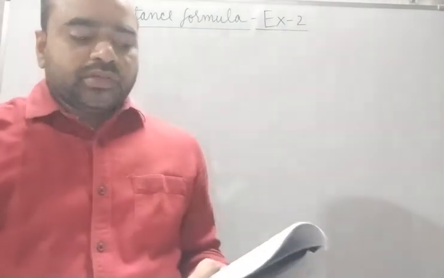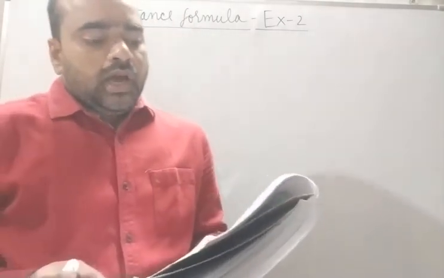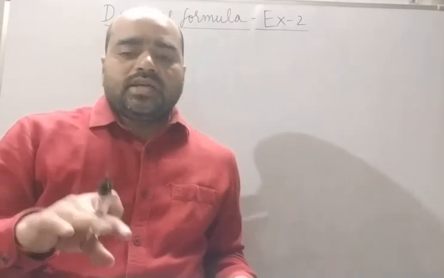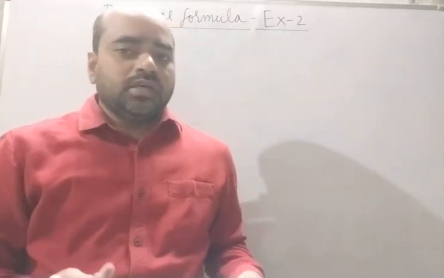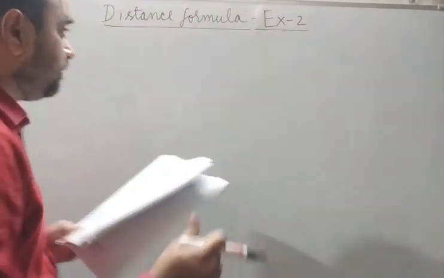Now the next two questions are similar. C part, find the circumcenter of the triangle, already we have done. And question number D is also the same question: find the center of the circle passing through the points. Center of the circle passing through 3 points means we have to find the circumcenter. Clear? So next, question number 15.